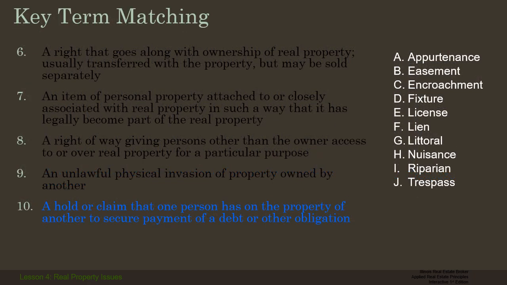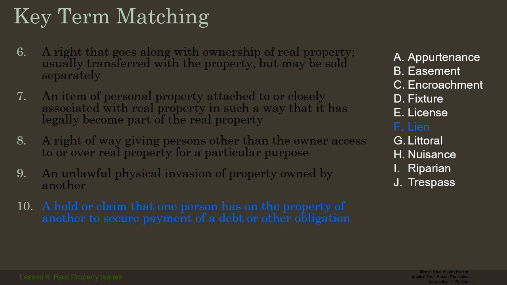A hold or claim that one person has on property of another to secure payment of a debt or another obligation, that would be a lien. So a lien simply is a right you give on your property to another party to sell that property, as an obligation to a debt. So with liens, there's always a debt due, and the property is made collateral for payment of that debt.